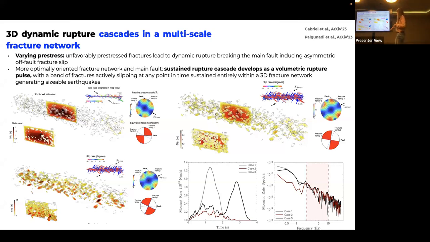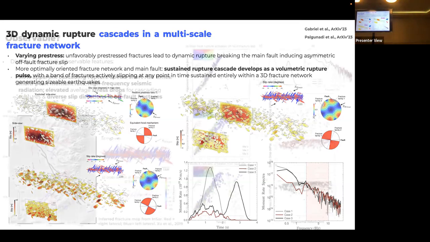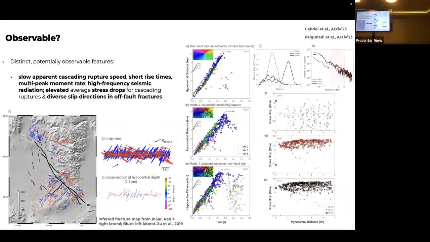If you're comparing the moment rate release, especially the spectra of the moment rate, we can see that those 2 examples that do have cascades in the damage zone evolving have a slightly elevated high frequency radiation here. And that brings me to the next slide, where we can think about if any of this would be observable, and potentially observable features include, as I just said, that any of these examples that do include fracture network activation have a slightly elevated high frequency radiation. And there's also other really intriguing aspects of that.